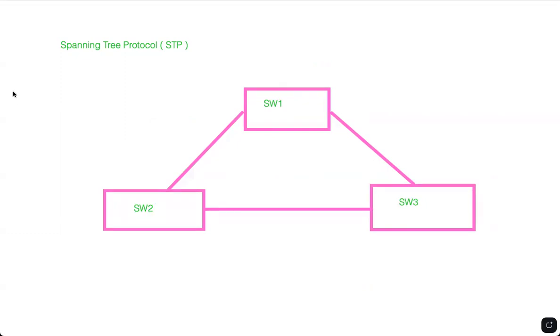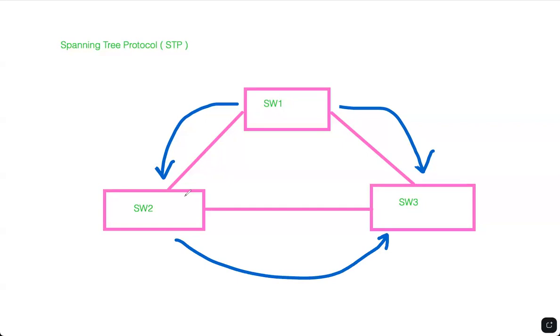Okay, so when switches 1, 2, 3 are connected in this fashion, switch 1 will send a message to switch 2, and switch 1 will send a message to switch 3, so on and so forth. Switch 2 will send a message to switch 3, and switch 2 will send a message to switch 1. They all exchange messages which are called BPDUs. BPDU's full form is Bridge Protocol Data Unit. BPDUs are nothing but the messages that are exchanged between the switches.